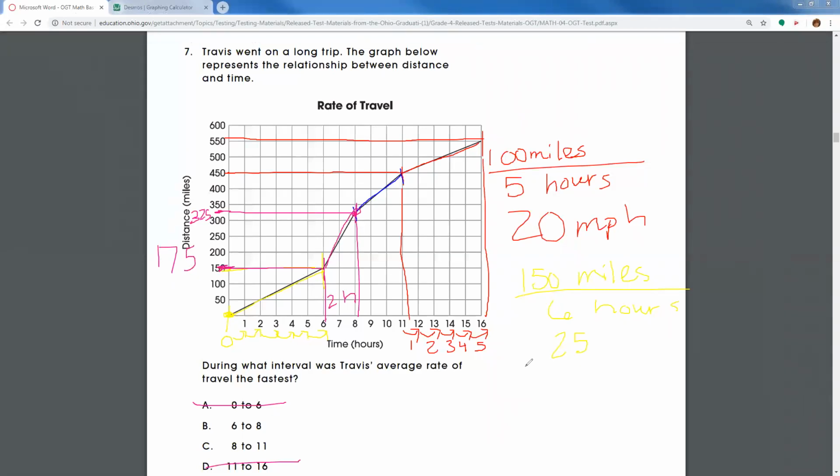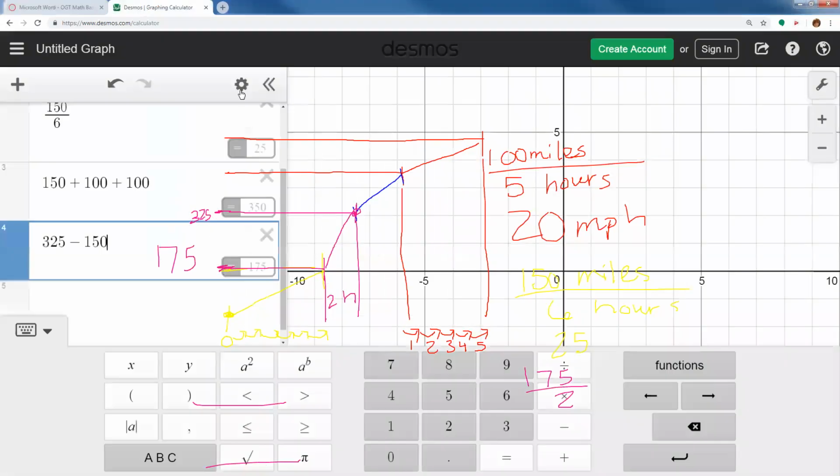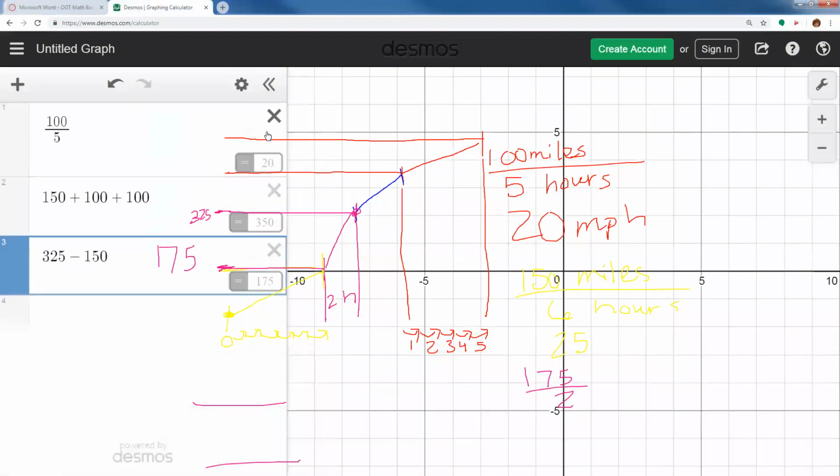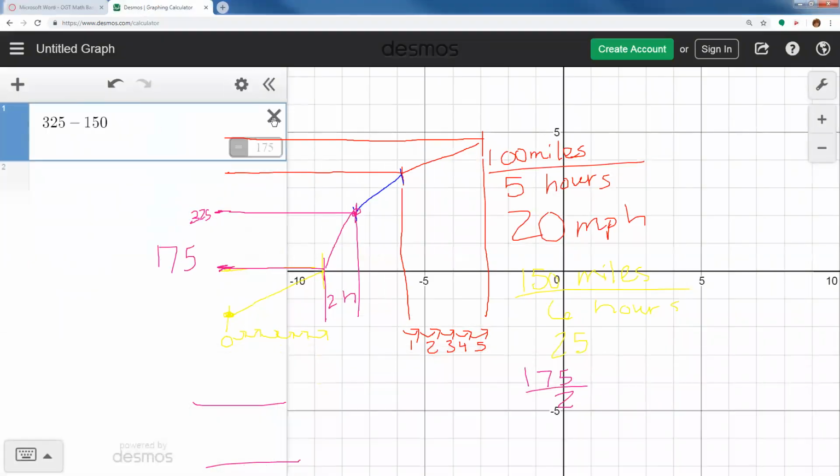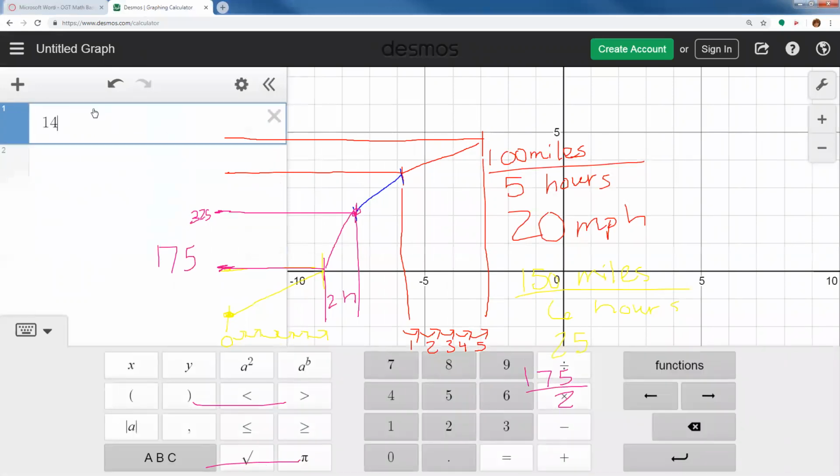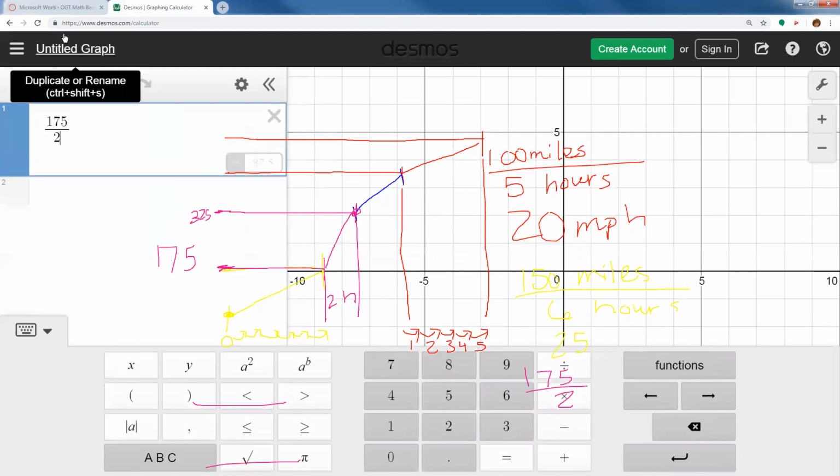So 175 divided by 2, because it only took 2 hours to go that far. 2 into 8 is 16. So it'll be about 80. If we want to find it exactly, we can plug it into the calculator. So 87.5.